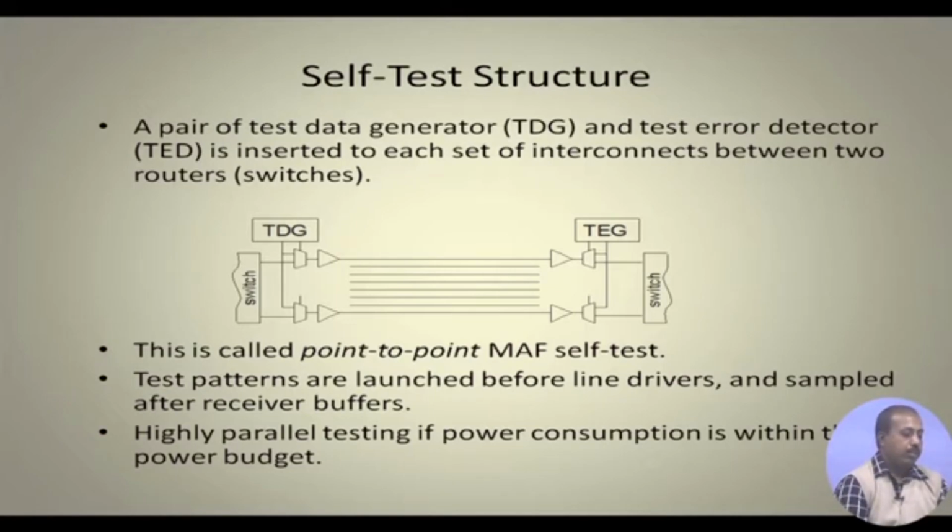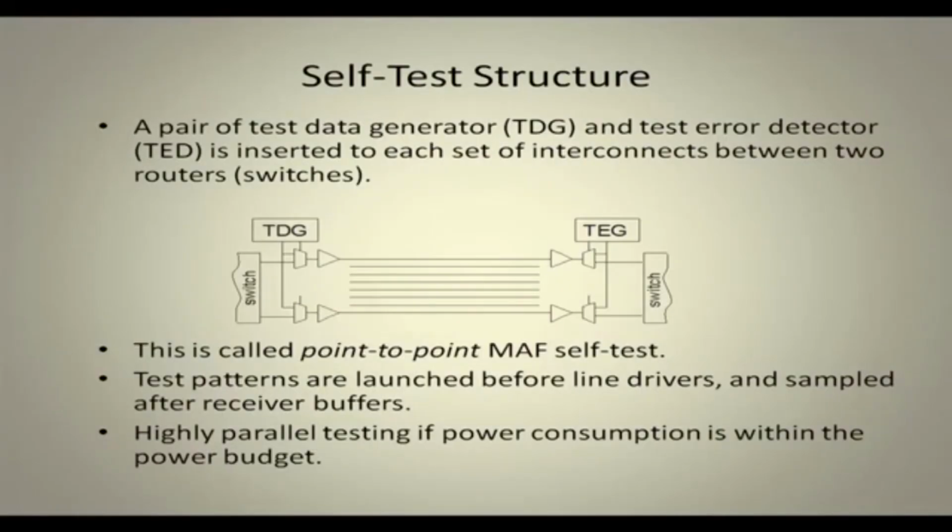Test patterns are launched before the line drivers. These buffers are actually called line drivers, and the patterns are sampled after the receiver buffers. At this point it is sampled. Highly parallel testing is possible, because you see that for every link we have this TDG TEG pair. So, all those tests can go in parallel.